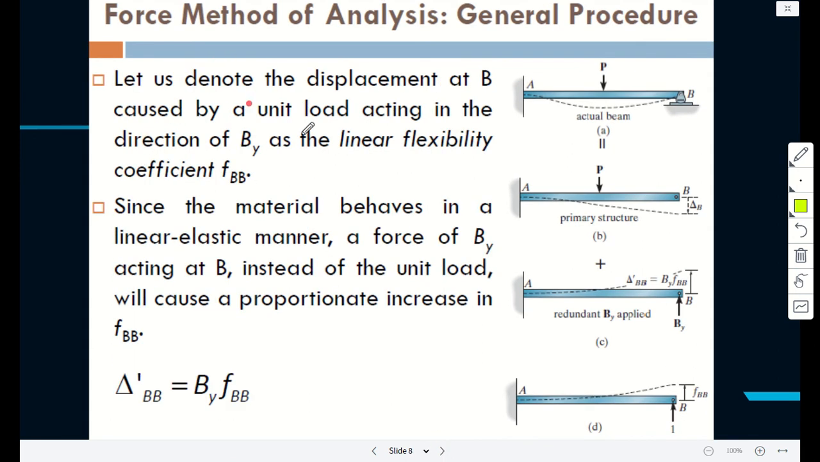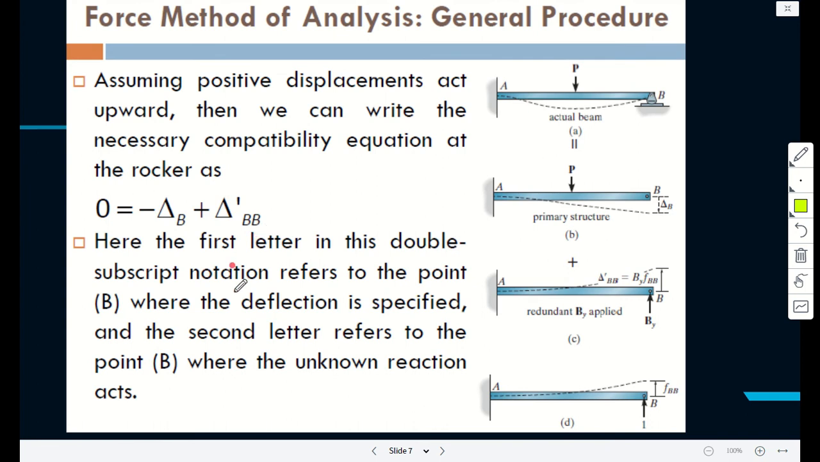And then let us denote the displacement at B caused by a unit load acting in the direction By. Yes, so By. To help us, because we need this, we already know it from the standard formula. I'll show you how, in case you don't know. So you can get this displacement from the standard formula, or from first principles, because this is a statically determinate beam. Now if you add the RB, the reaction itself, then you get what is called delta BB.